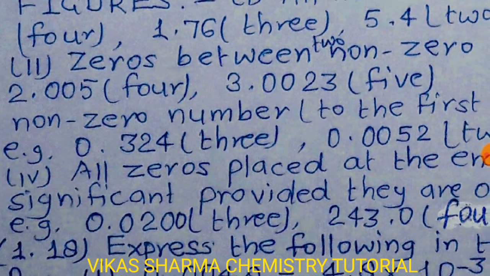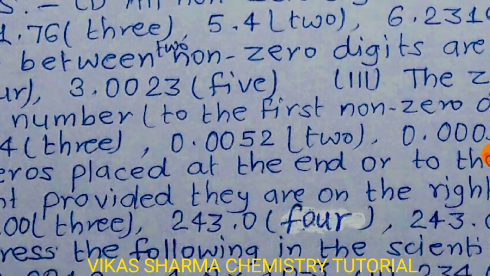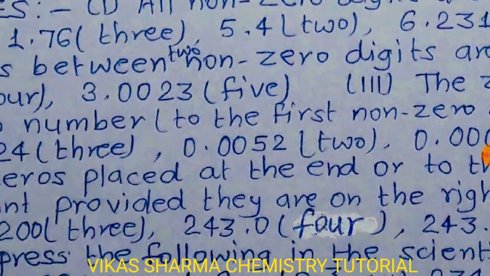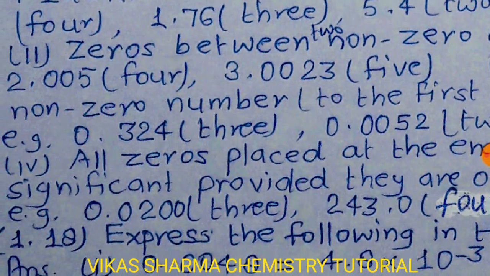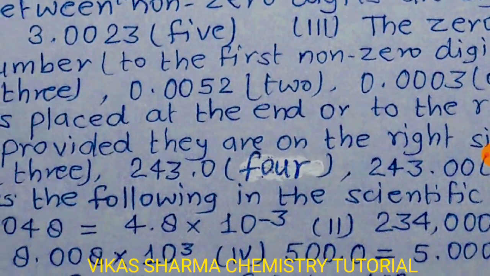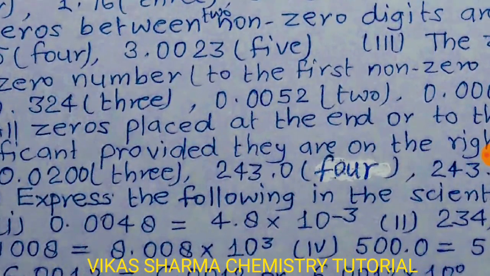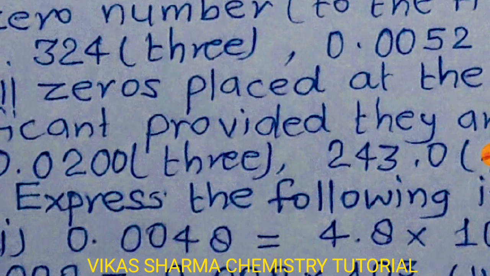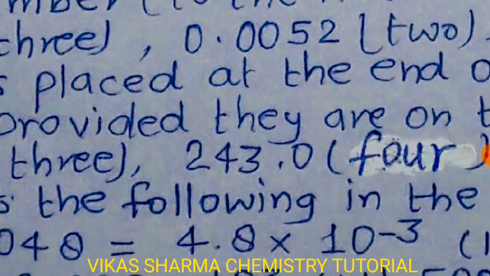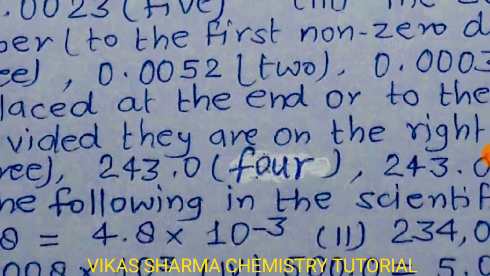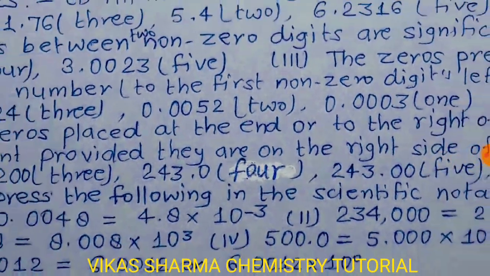Student, the fourth rule is all zeros placed at the end, or to the right of a number, are significant provided they are on the right side of the decimal point. For example, 0.0200, the 200 on the right hand side gives 3 significant figures. Another example, 243.0, so the significant figures are 4 because the 0 is on the right hand side.